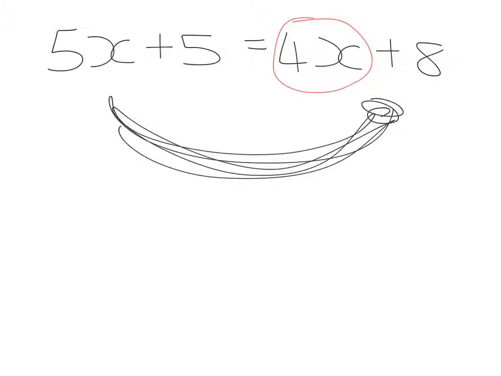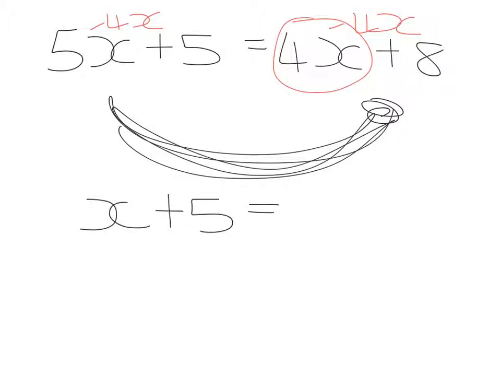How do we get rid of this? Well, it's positive 4x, so we say negative 4x, and on this side we also put negative 4x. Now let's rewrite our statement. We've got 5x take 4x, so we've only got x left, plus 5 is equal to, our 4x is completely taken away, so we've only got 8. This is looking better, but it's still not giving us our answer. We've eradicated something on the right-hand side, so let's now eradicate something on the left side.